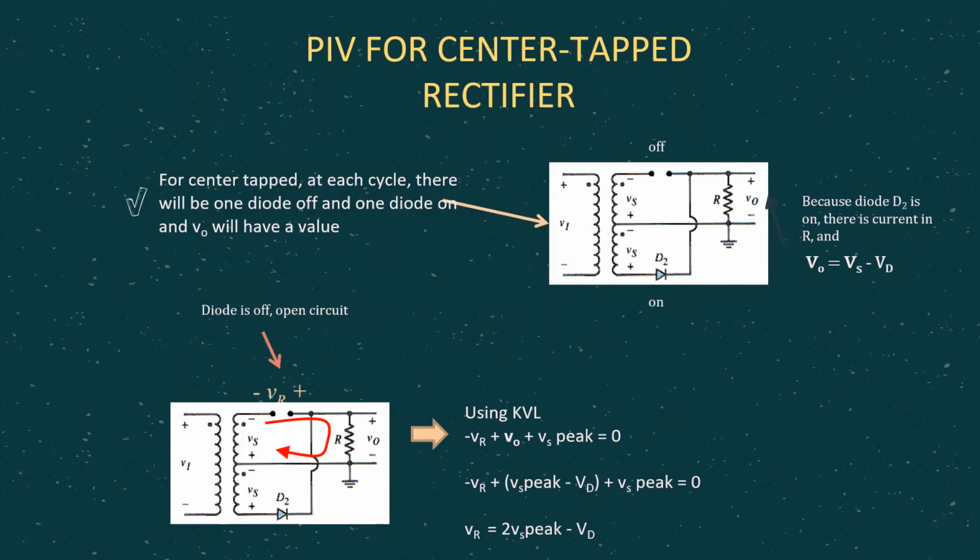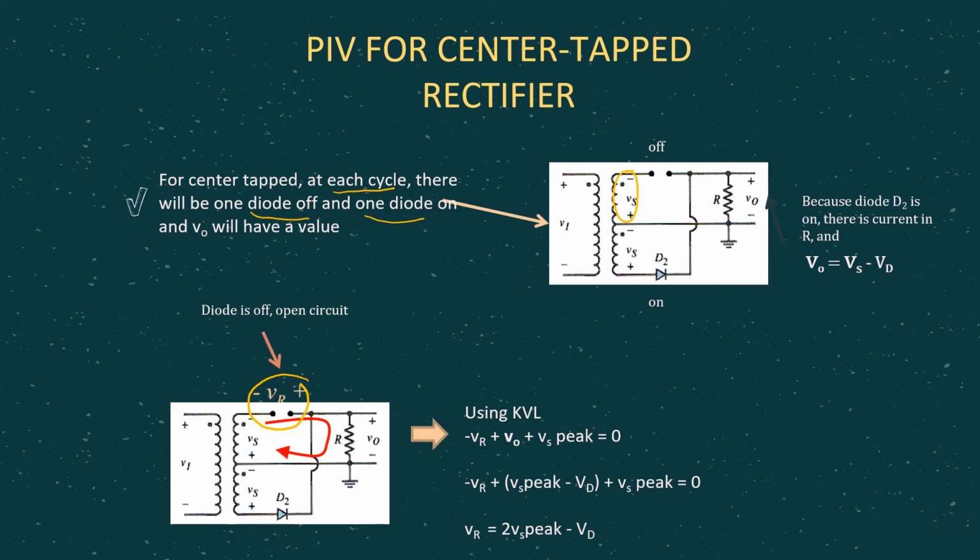Okay, so for the center tap rectifier circuit, we can also calculate its PIV value. Since for a center tap transformer, as we know, at each cycle there will be one diode off and one diode on, meaning to say we can consider any loop because it will give us the same value. For example, we consider the negative half cycle where Vs is negative, positive like this. Let's have a look here where the diode is off, where it can be represented with an open circuit. So from here we can get one KVL equation.